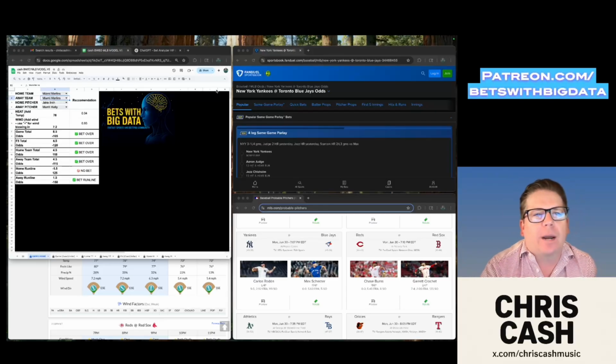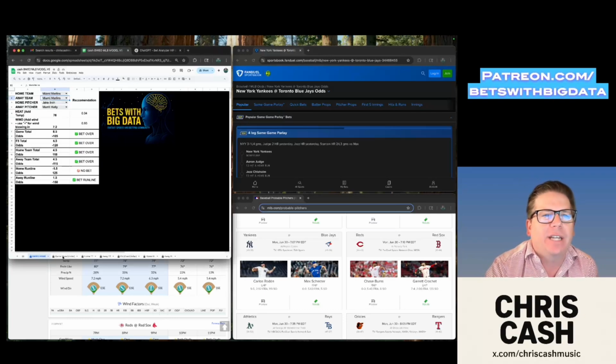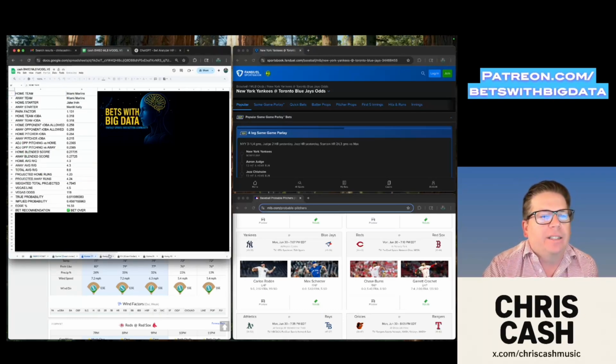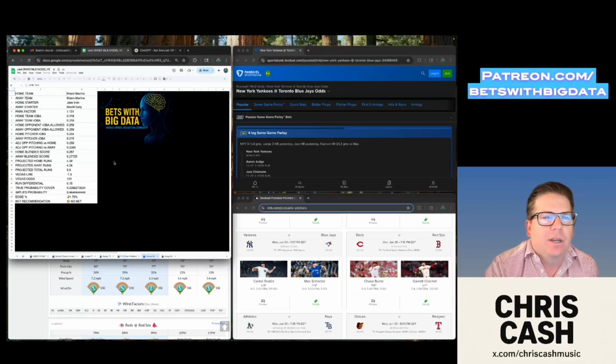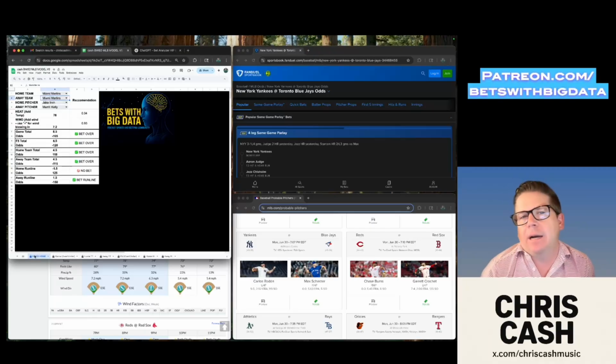If you subscribe to Bets with Big Data, you're going to get this spreadsheet right here. This spreadsheet is our MLB model that has a ton of data points from trends and things that have happened this season. Every single one of these data points is here to help us figure out the likely outcome based on stuff that's happened in the past. How we do this is that I pull up 4 tabs.